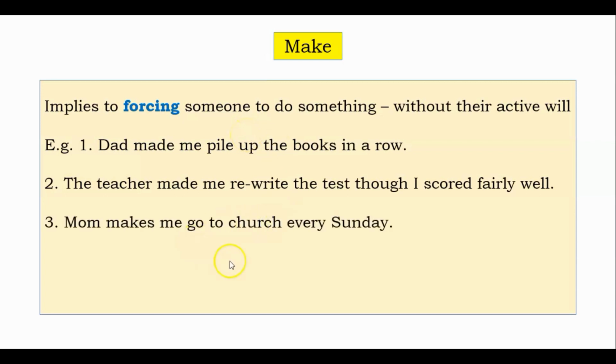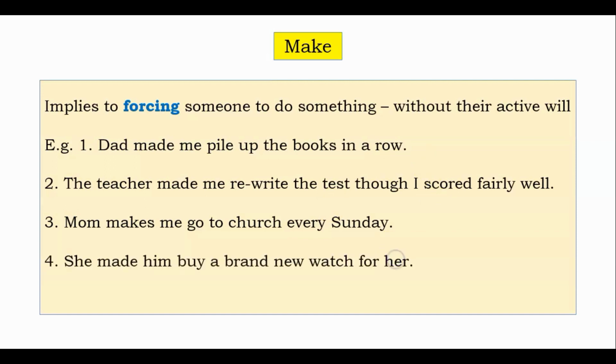And the third sentence, Mom makes me go to church every Sunday. Though I don't feel like going to church every Sunday, she sees to it that I go to church every Sunday. And last example, she made him buy a brand new watch for her. Actually, he had some other plans for this month, but forcefully she made him buy a brand new watch for her. Okay, so make here or made means forcing someone to do something without their will.